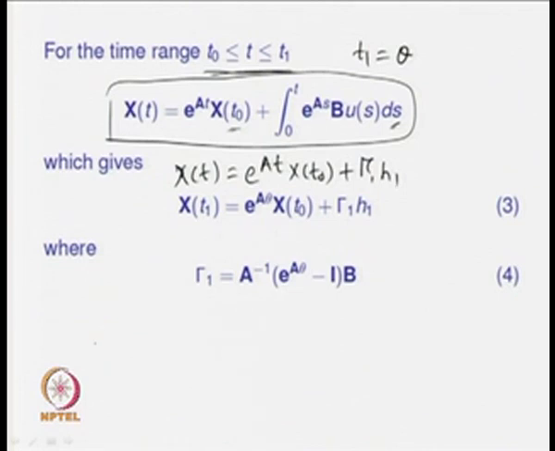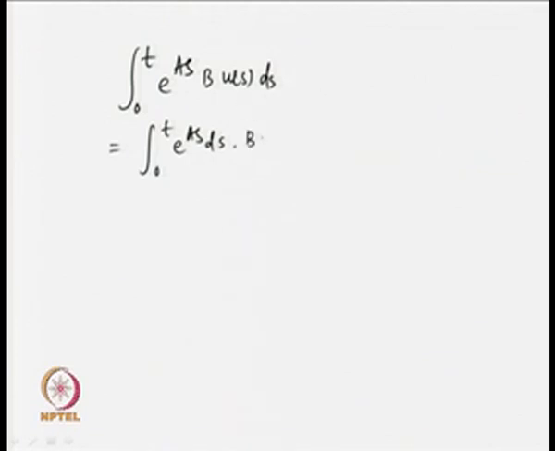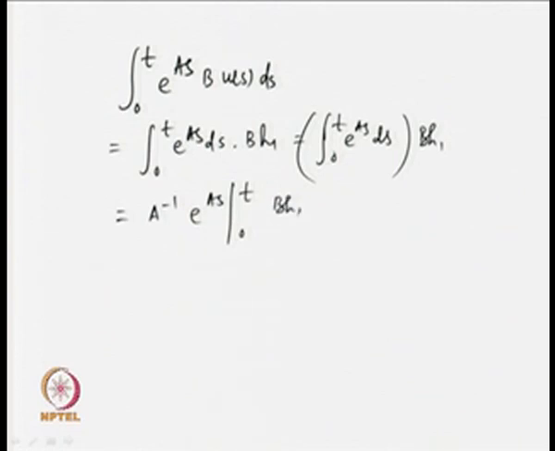Let me solve the integral once more. For the second part only, the integral can be written as the integration from 0 to t of e to the power A s B u(s) ds. This is equal to the integral from 0 to t of e to the power A s ds times B and u. The input to the system is h1, so in place of u(s), allow me to write h1, giving us B h1. So I have the integral from 0 to t of e to the power A s ds times B h1. Now, when the integral is found, we get A inverse e to the power A s with the limits 0 to t, times B h1.